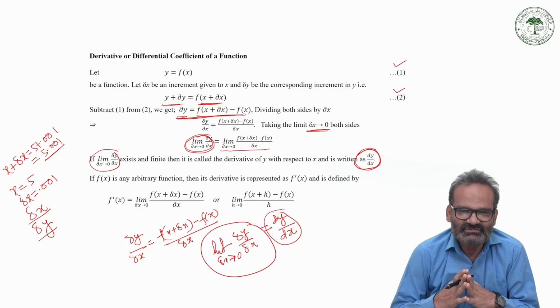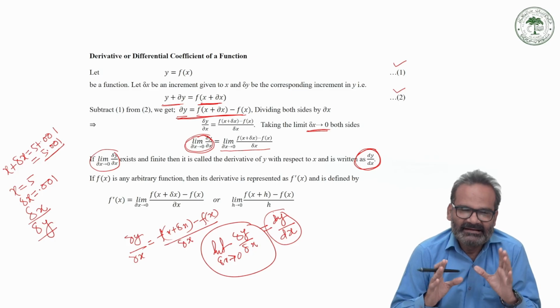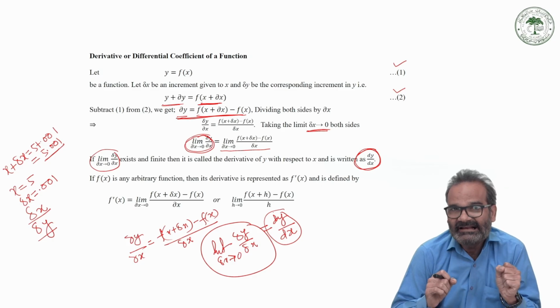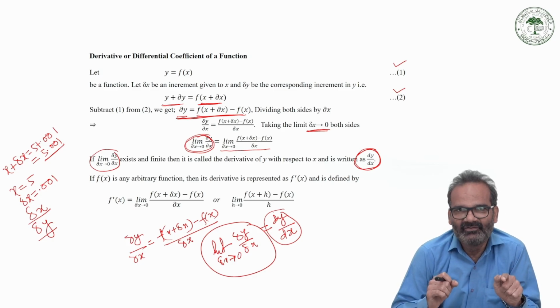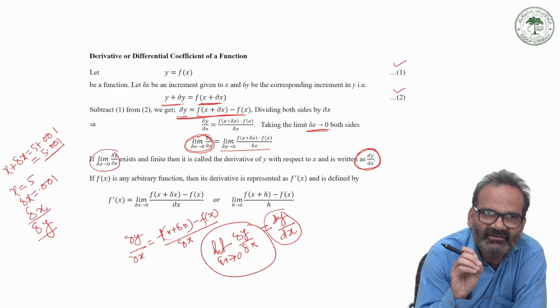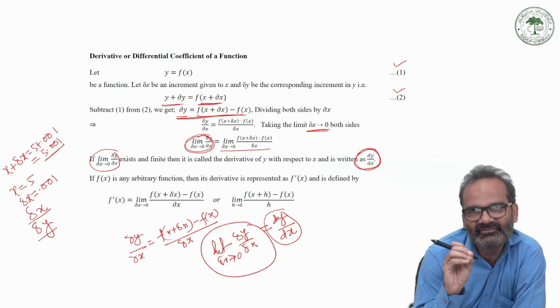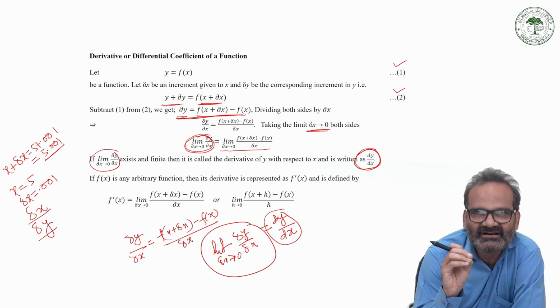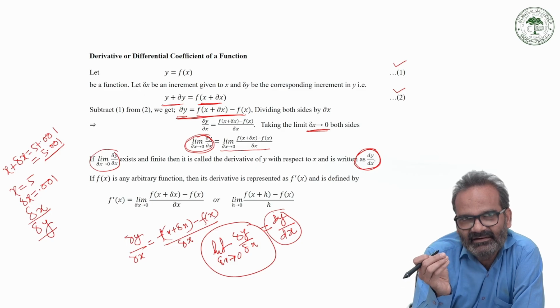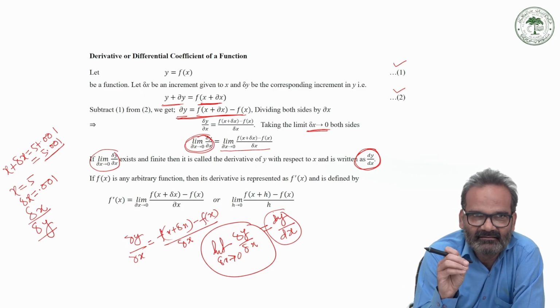Simply, as a student of business and commerce, derivative simply represents the instantaneous change in the dependent variable whenever a change in the independent variable is being done, right?